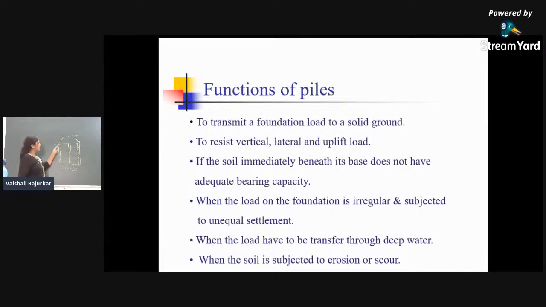In such cases, these are economical as compared to a complete foundation provided throughout the depth. Then, to resist lateral pressure or uplift pressure: many times the foundation may be subjected to uplift pressure due to buoyancy or anything else, and sometimes to lateral stresses. In all these cases, we go for the pile foundation. Sometimes the load may be irregular; on some portion the load is high, on another portion it is less. In that case, there is a chance of unequal settlement, so we again go for the pile foundation.